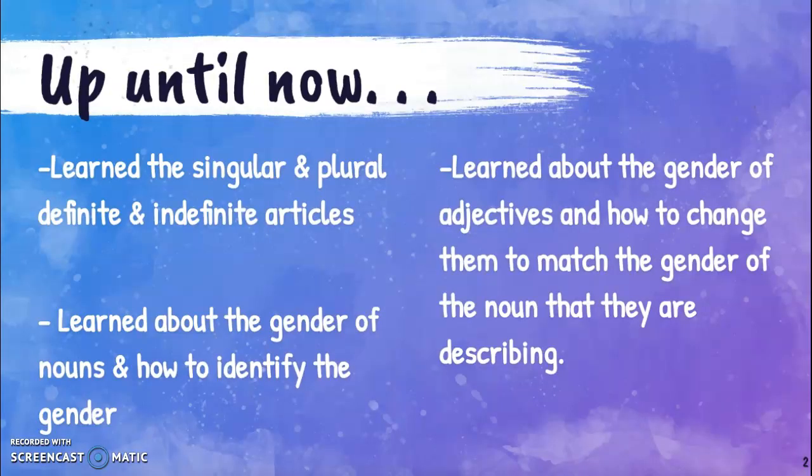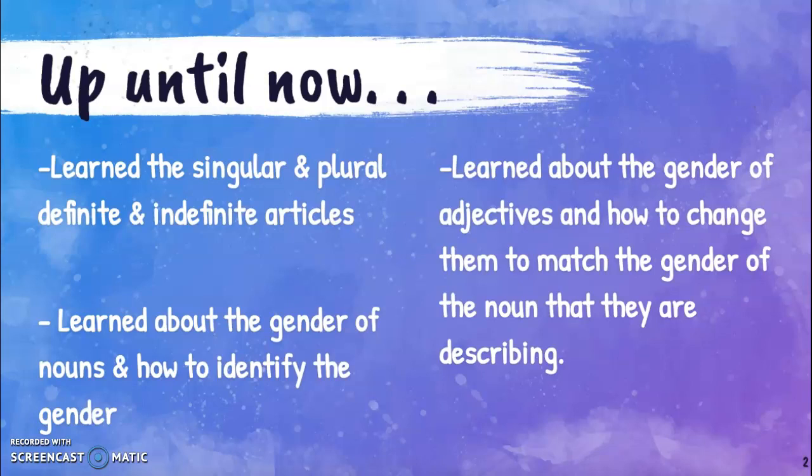So up until now, we have learned a few different things. We have learned the singular and the plural definite and indefinite articles. So that means el, la, los, las, and un, una, unos, and unas. We have also learned about the gender of nouns and how to identify the gender.